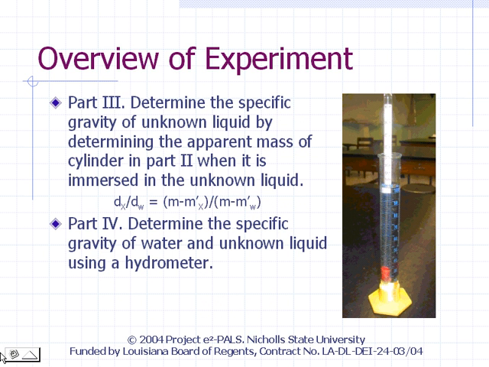In part 3 of the experiment, you will determine the specific gravity of an unknown liquid by determining the apparent mass of the cylinder you used in part 2 when it is immersed in an unknown liquid. The ratio of the density of the unknown liquid to the density of water is equal to the ratio of the differences in the actual mass of the cylinder and the apparent mass in the two liquids. In the equation shown here, m minus m sub x prime is the difference between the actual mass and the apparent mass in the unknown liquid. m minus m sub w prime is the difference between the actual mass and the apparent mass in water.